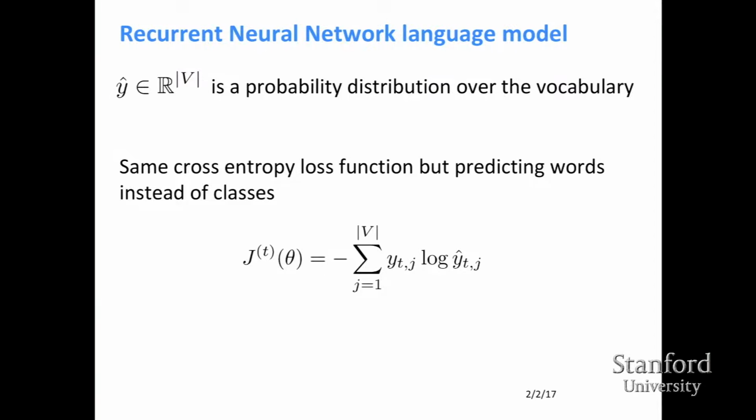All right, so how do we train this? Well, fortunately, we can use all the same machinery we've already introduced and carefully derived. Basically, here we have a probability distribution over the vocabulary, and we're going to use the same exact cross-entropy loss function that we had before, but now the classes are essentially just the next word.